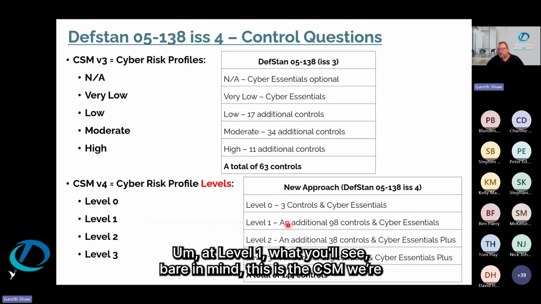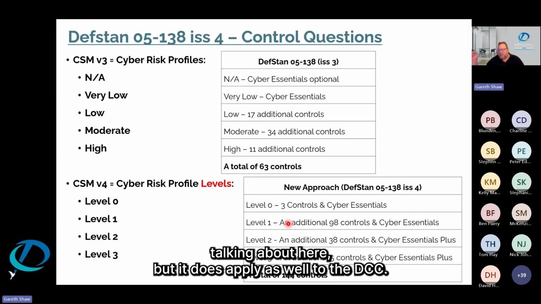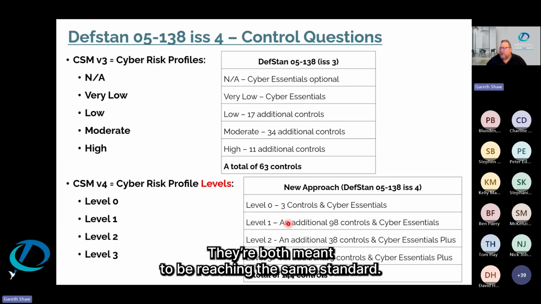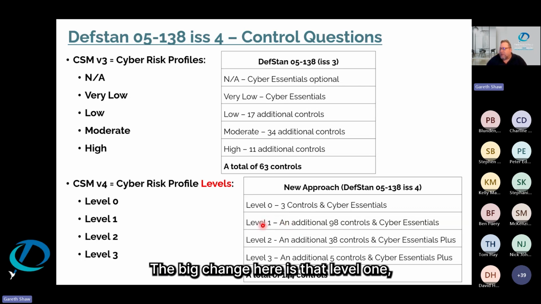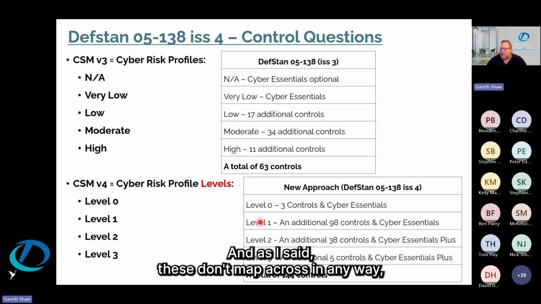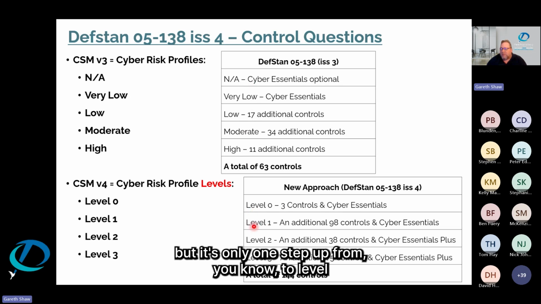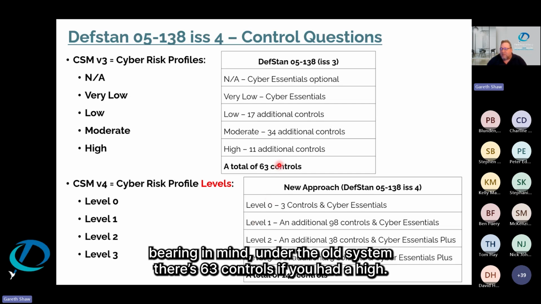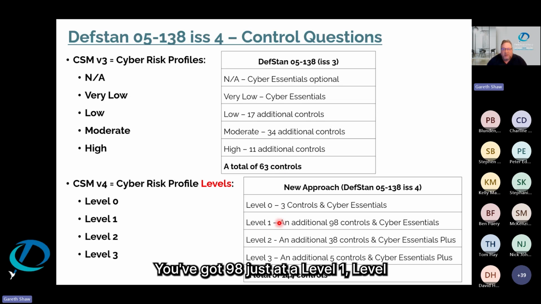At level 1, and bear in mind this is the CSM we're talking about here, but it does apply as well to the DCC. They're both meant to be reaching the same standard. The big change here is that at level 1 you've got 98 controls that you would have to meet. As I said, these don't map across in any way, but it's only one step up to level 1, where you've got 98 controls to take care of. Bearing in mind that under the old system there were 63 controls if you had a high. You've got 98 just at level 1.